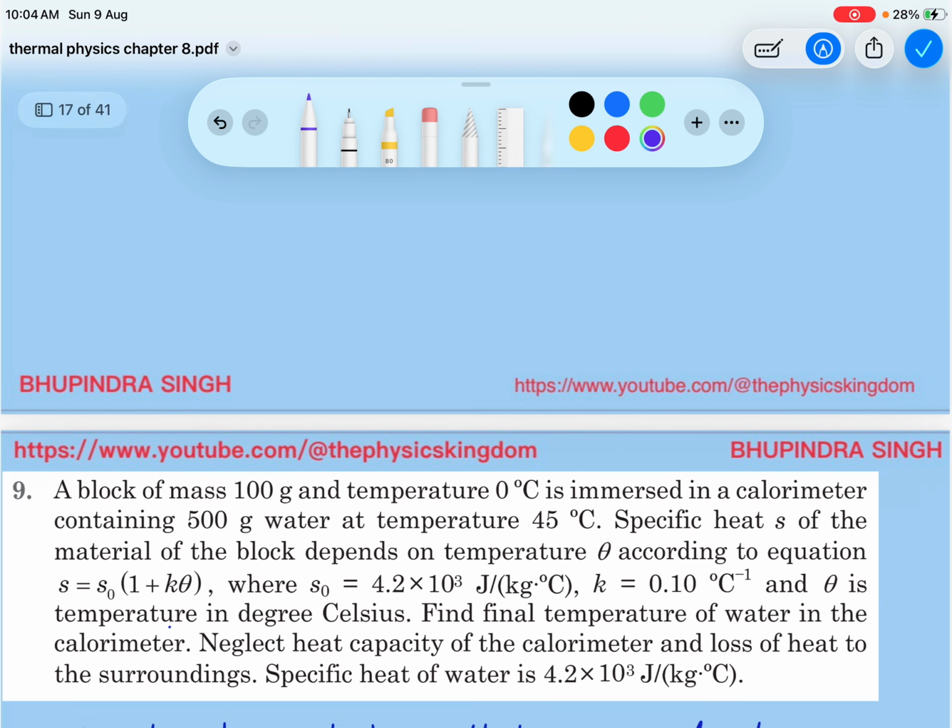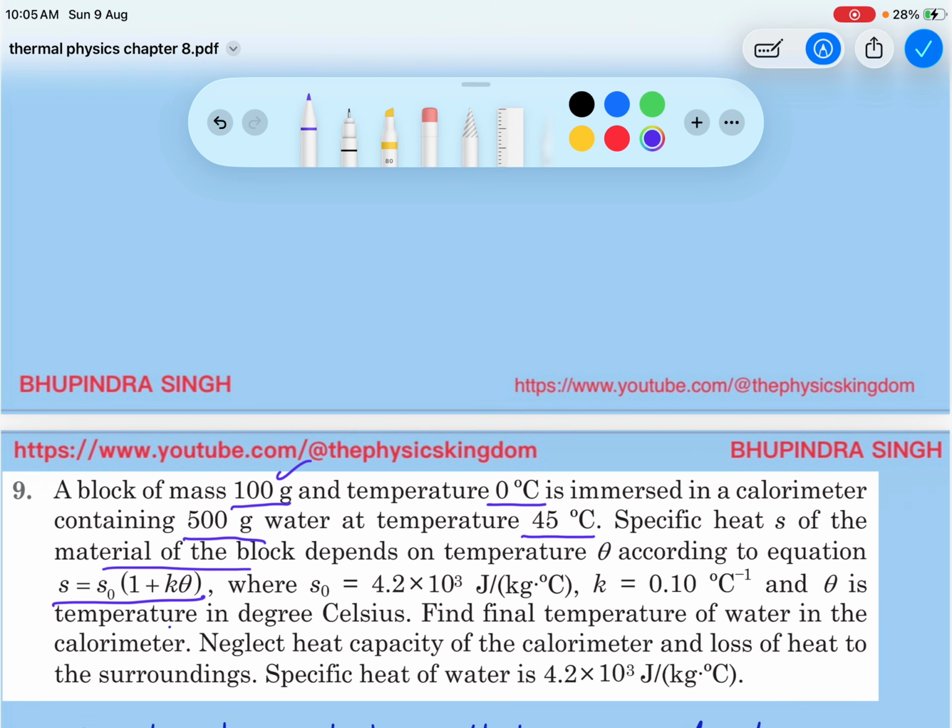A block of mass 100 gram, temperature 0 degrees Celsius, is immersed in a calorimeter containing 500 gram of water at temperature 45 degrees Celsius. So we have a block at 0 degrees Celsius placed in 500 gram of water at temperature 45. Now the specific heat of the material of the block depends on temperature theta according to the equation. This means specific heat is given by an equation, so it varies with the rise in temperature. You cannot just write initial and final temperature. You have to integrate to find out how much heat will be absorbed by the block.